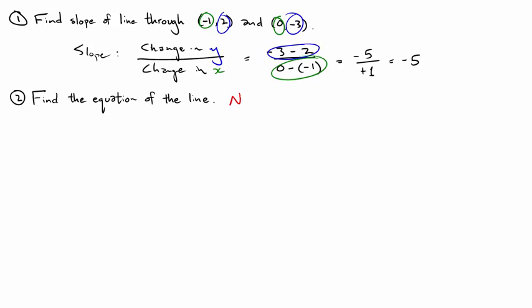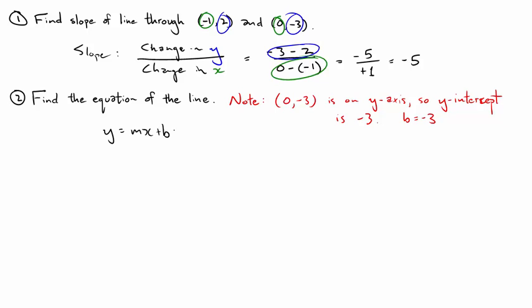To find the equation of the line, when we look at the 2 points that we were given, we notice that one of them, 0, minus 3, because the x-coordinate is 0, is on the y-axis. So the y-intercept is minus 3, the y-coordinate of the point on the y-axis. B equals minus 3. So then the equation of the line is simply y equals mx plus b, where m is the slope, minus 5, plus b is the y-intercept, minus 5x minus 3.